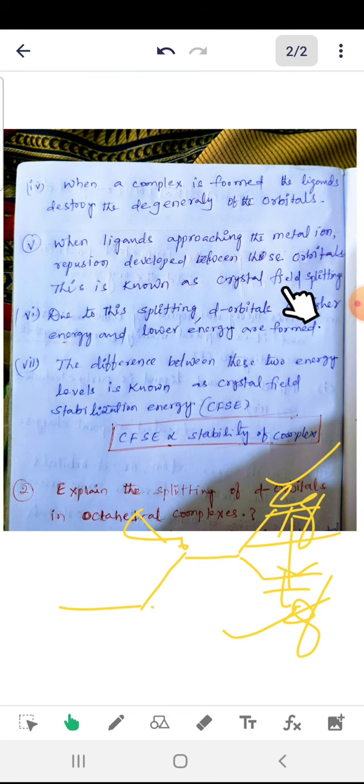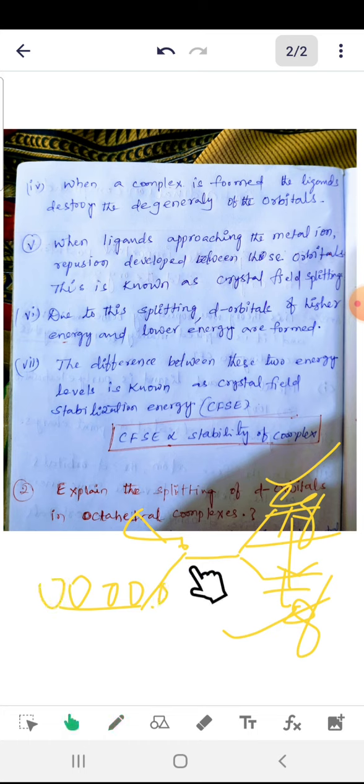This is known as crystal field splitting. Splitting takes place when the ligands approach the central atom. Due to the splitting, d orbitals of higher energy and lower energy are formed. So in the general d orbitals, what is happening here? There are 5 d orbitals.